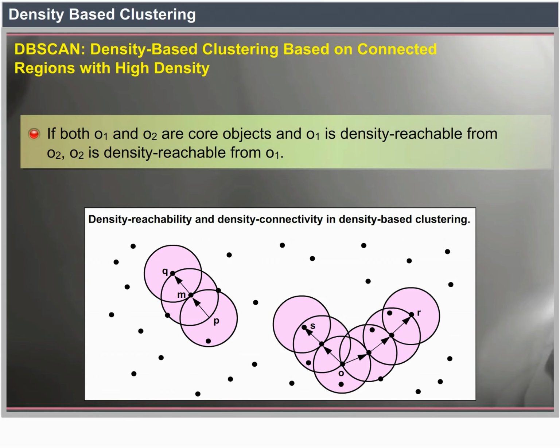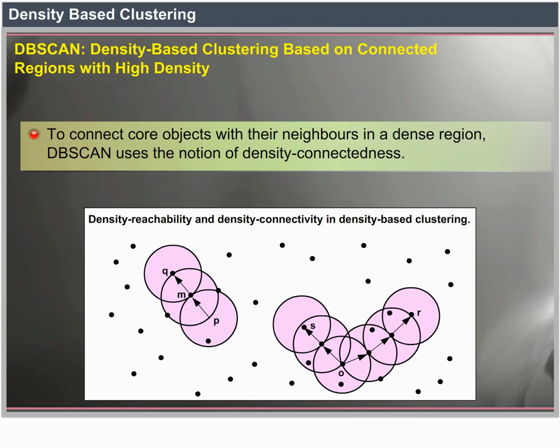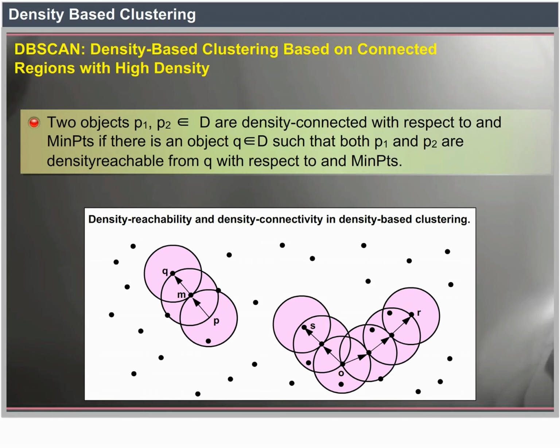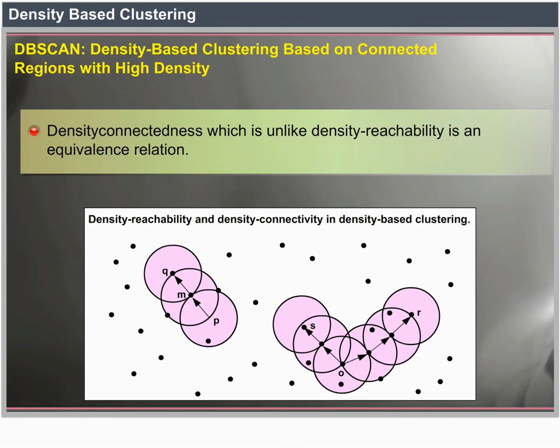However, if O2 is a core object but O1 is not, then O1 may be density reachable from O2, but not vice versa. To connect core objects as well as their neighbors in a dense region, DBSCAN uses the notion of density connectedness. Two objects P1, P2 belonging to D are density connected with respect to min points if there is an object Q belonging to D such that both P1 and P2 are density reachable from Q with respect to min points. Unlike density reachability, density connectedness is an equivalence relation.